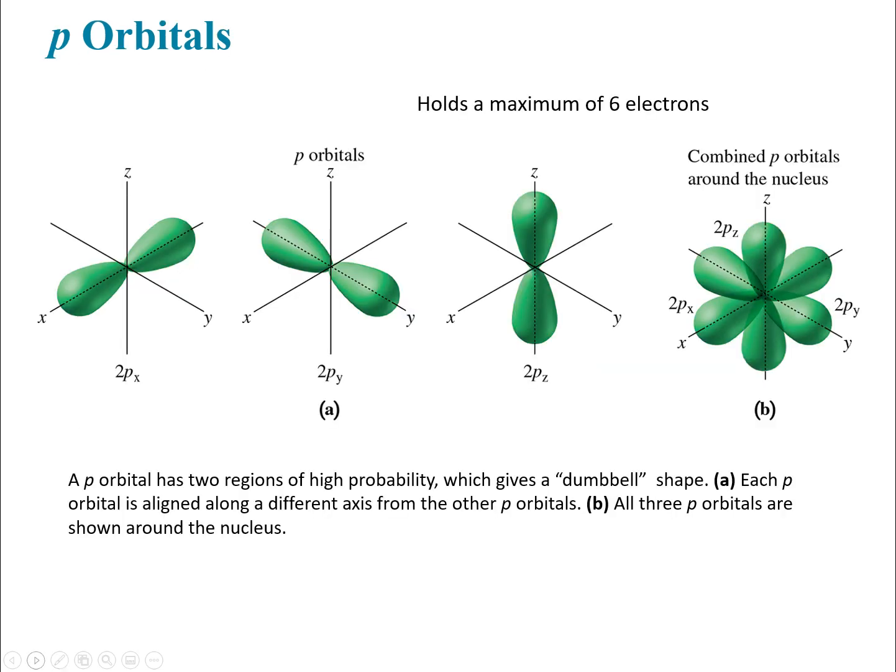For p orbitals, they're shaped kind of like dumbbells, or kind of like a figure 8. And there are 3 of them, which can each hold a maximum of 2 electrons. So 2 times 3 gives you 6 total. So the 2px can hold 2 electrons. The 2py can hold 2. And the 2pz can hold 2. So that's a total of 6. The x, y, and z just talks about the geometry. They're all p orbitals. They're all the same energy. It's just that the orientation is a little different.